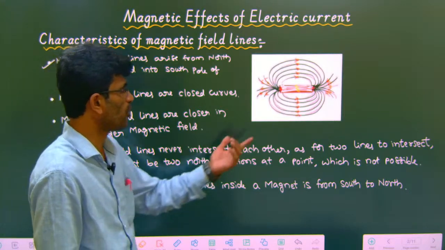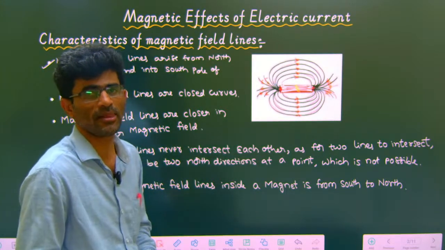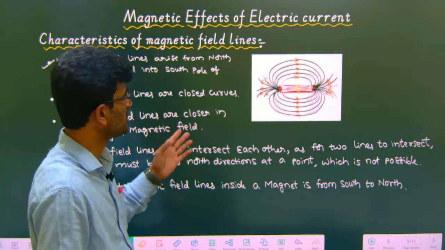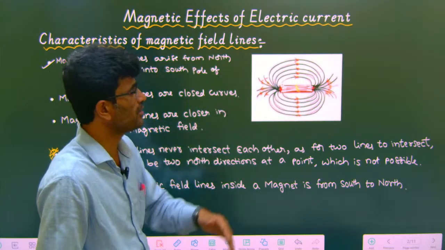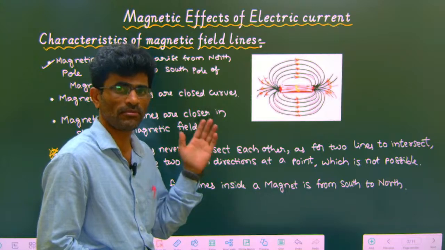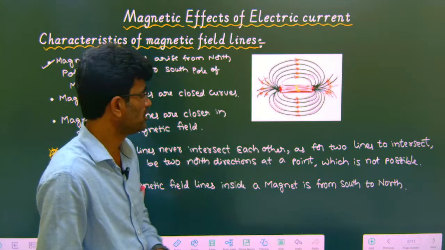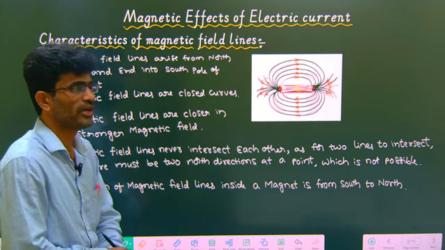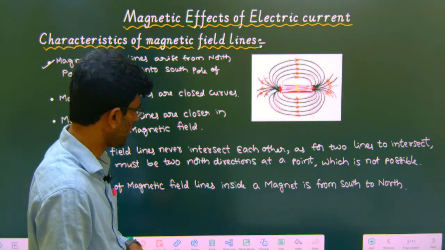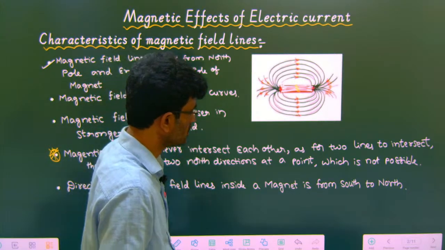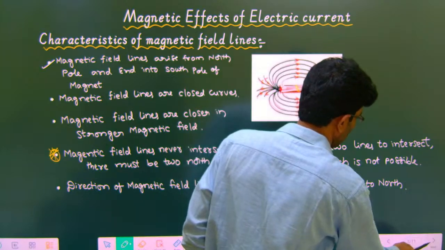Next one, I told you already, inside the bar magnet, magnetic field lines direction will be from south to north. Outside the bar magnet, magnetic field lines will be from north to south. So these are some very important characteristics of magnetic field lines. Try to remember them. This may come in your exam.